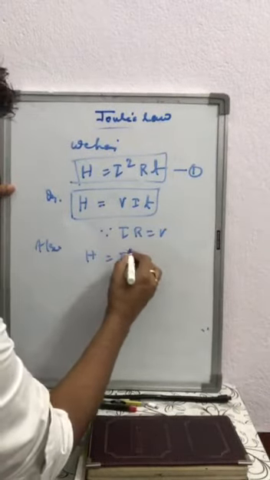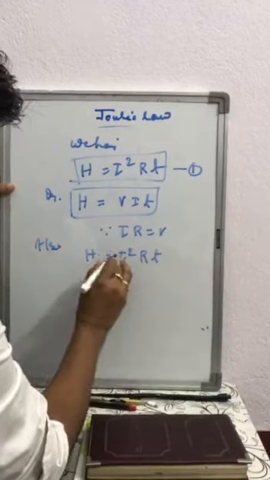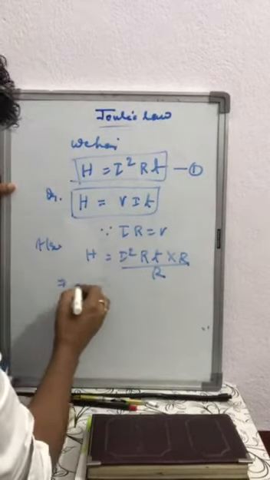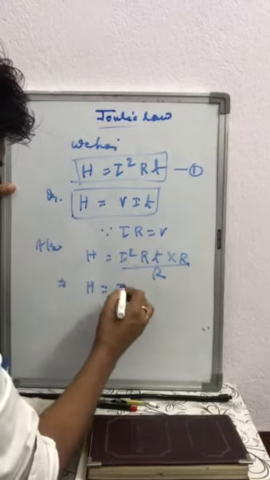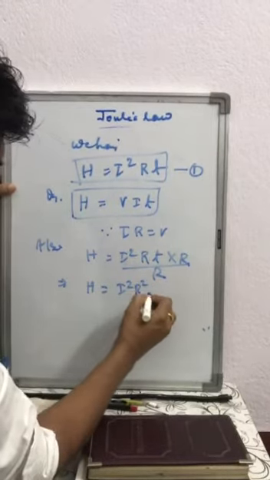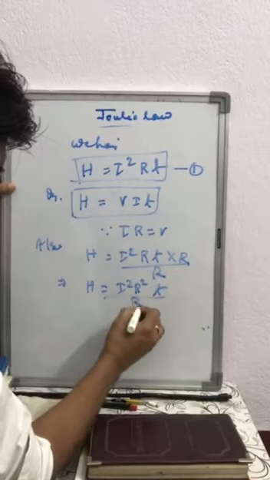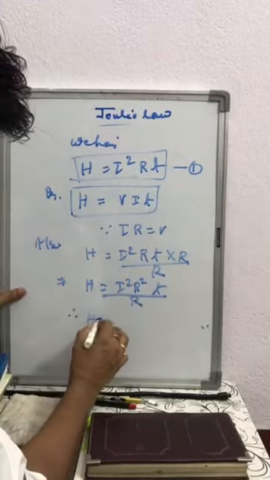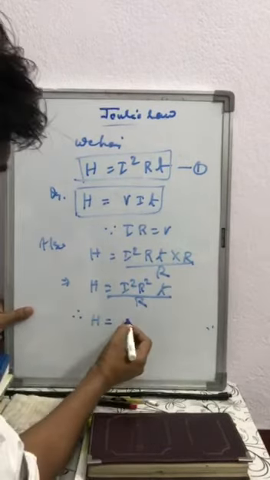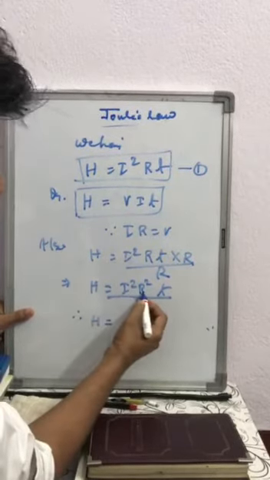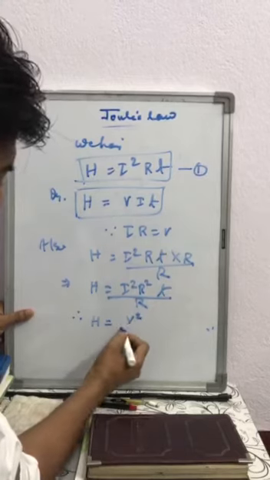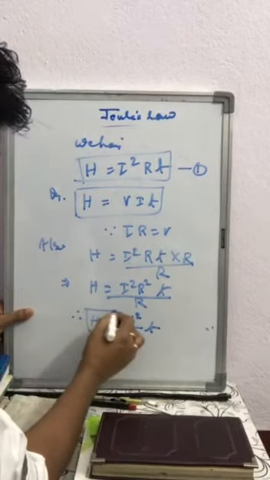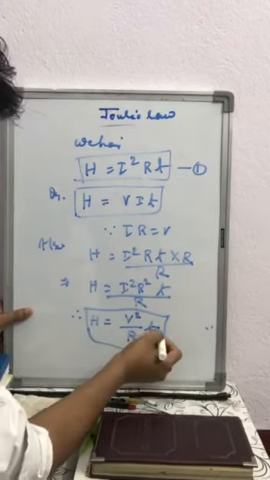H is equal to I square RT. Now multiply and divide by R, we get H is equal to I square R square T by R. Therefore, H is equal to V square by R into T. That is the third formula.